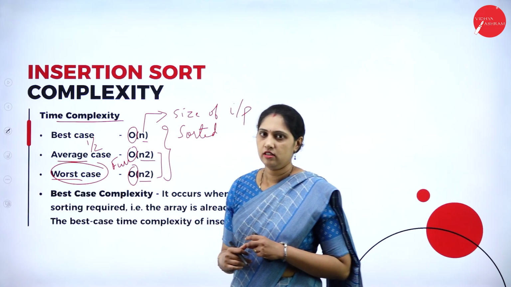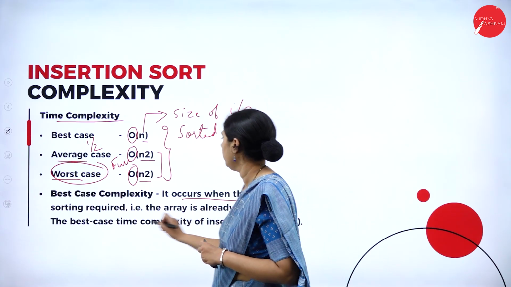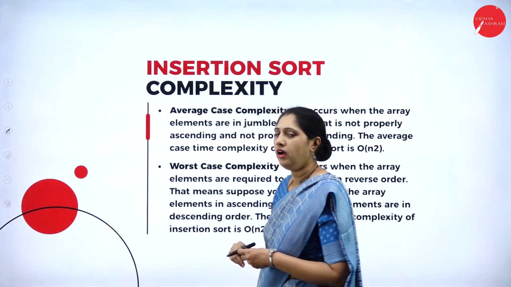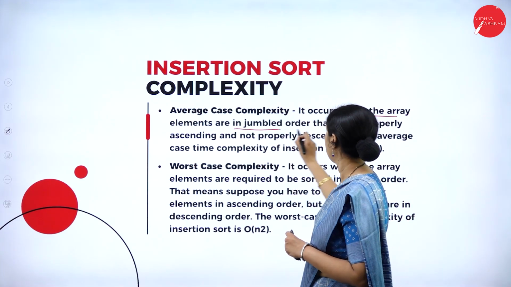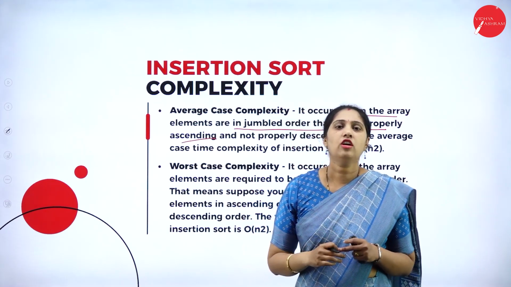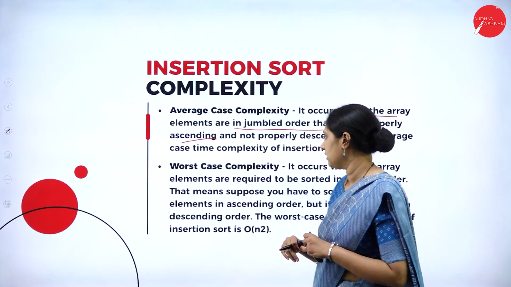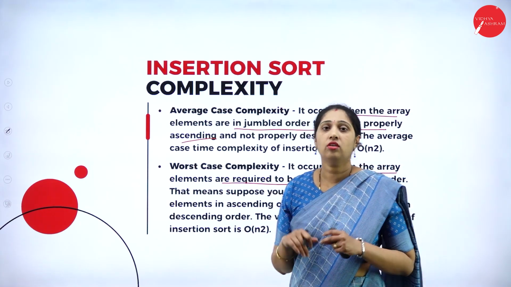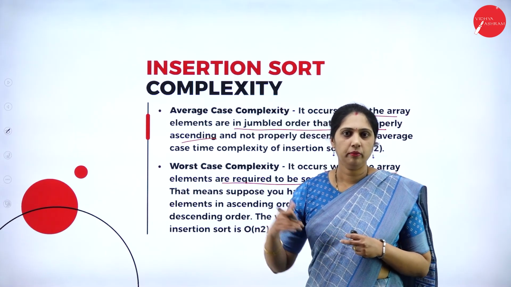So how does it occur? Here is a description for it. The best case occurs when there is no sorting required. We already discussed this. Then, how is the average case? It occurs when the array elements are in jumbled order, that is, not properly ascending. Our input is not in ascending order, it is jumbled up. That is where you have the average case. And the worst case occurs when the array elements are required to be sorted in reverse order. Sometimes we may give the input in descending order, and our sorting output will be in ascending order.